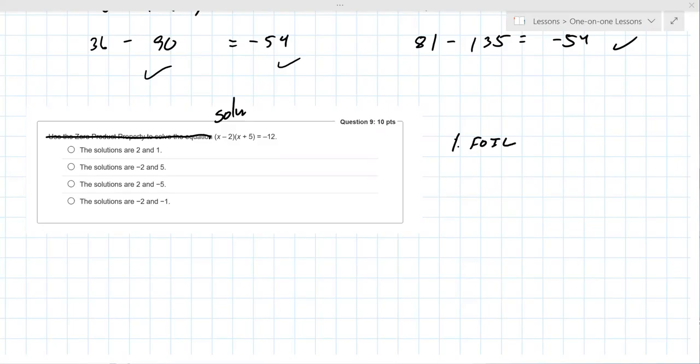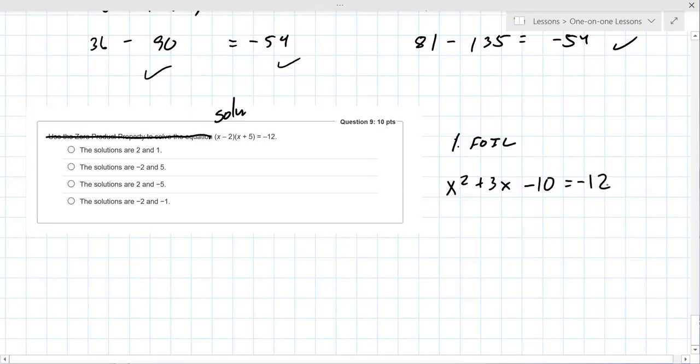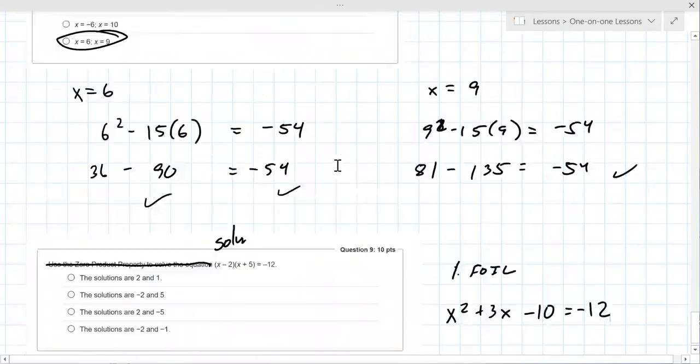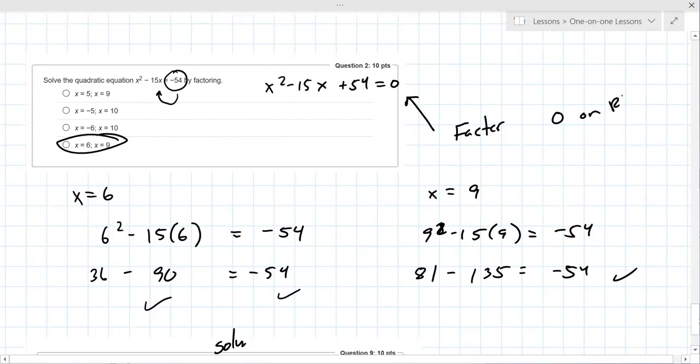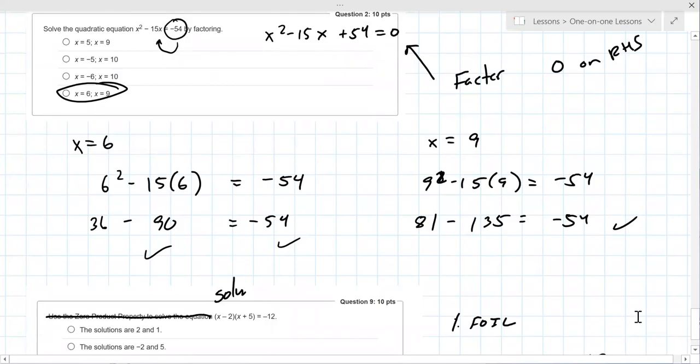So it's x squared plus 3x minus 10 equals negative 12. Okay. So before, in the previous problem, what did you do first? What did you do with this minus 54? I put it behind negative 15x and made it a plus. You added it to both sides of the equation. The key here is to factor. Before you can factor, you have to have zero on the right-hand side. Do you follow that?